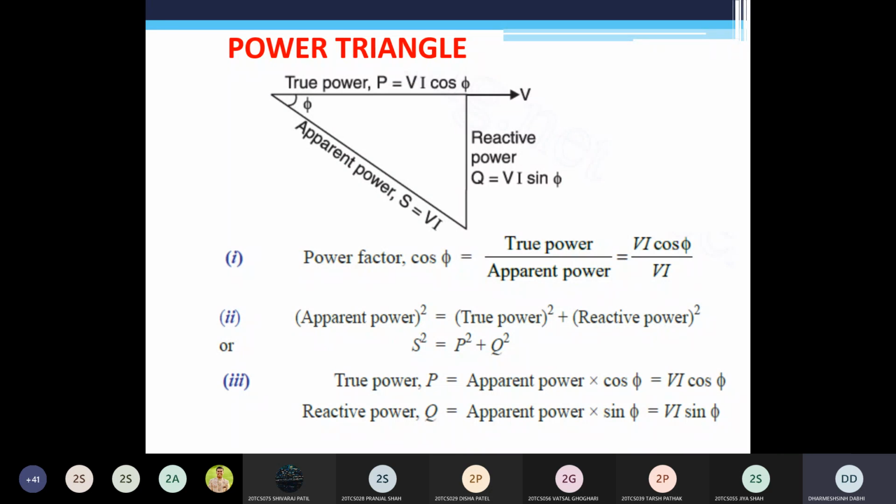Clear? So that's why we can say that high power factor is good for the circuit, because as power factor is high, that indicates how much percentage of apparent power is useful to do the useful work in your circuit. So with maximum power factor, your true power is near to the apparent power. Clear?